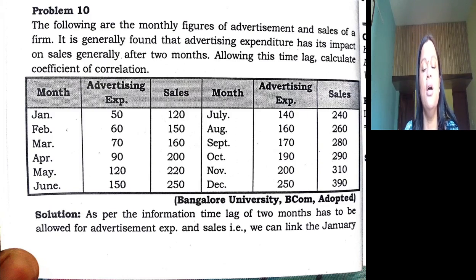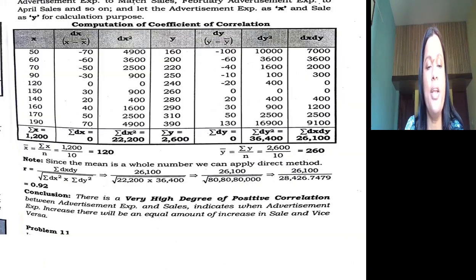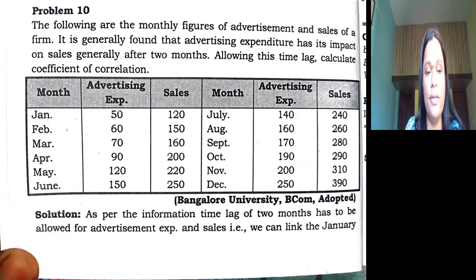So it is clearly given. There is a time lag of how many months? 2 months. So January month's advertisement will create impact only in what? March. So taking that as a base, we will start solving the problem.